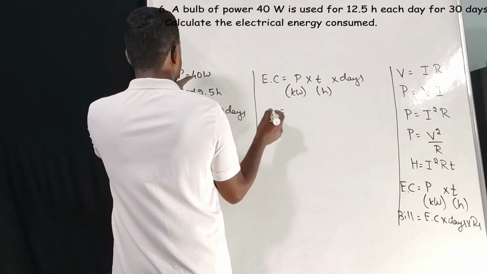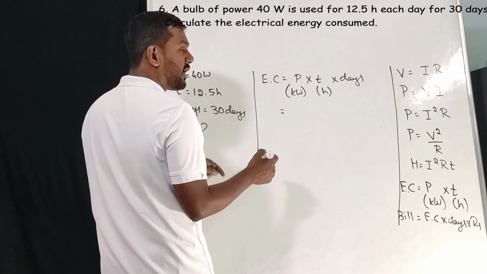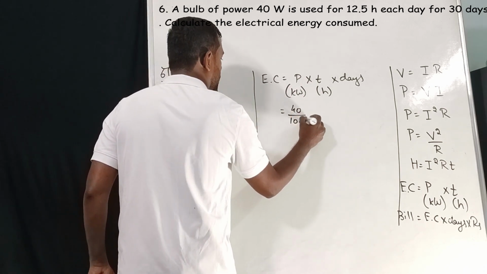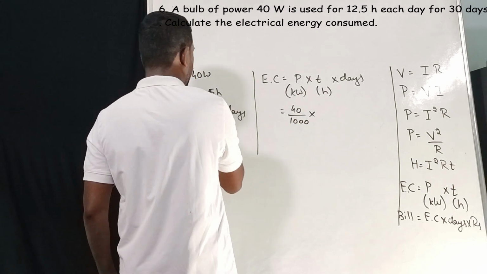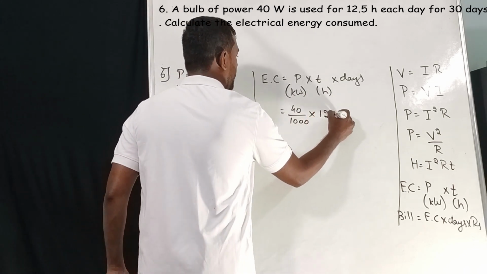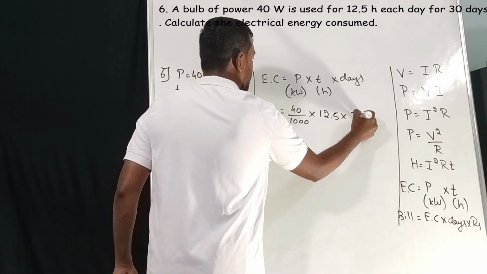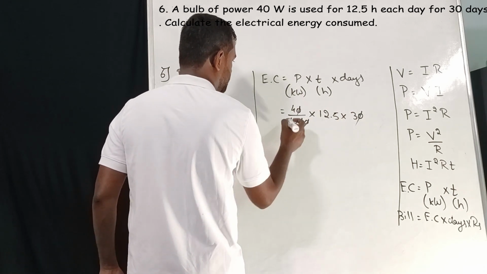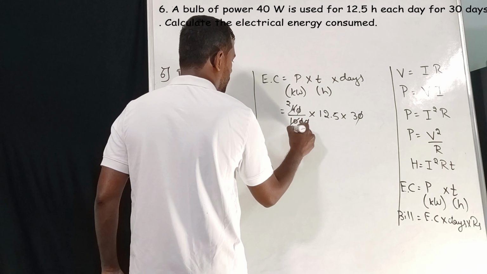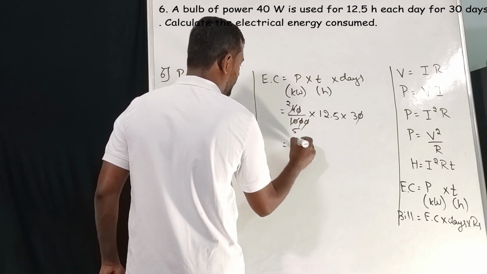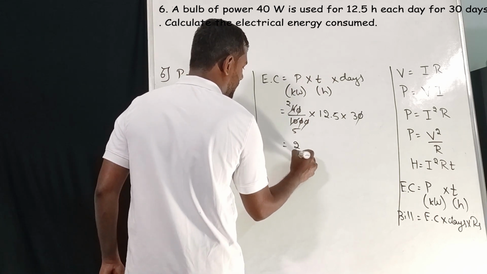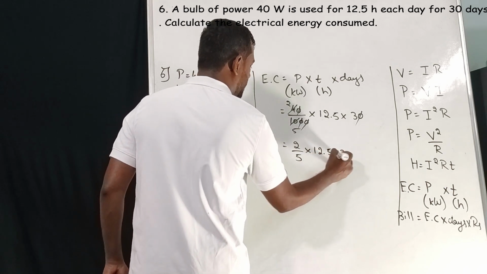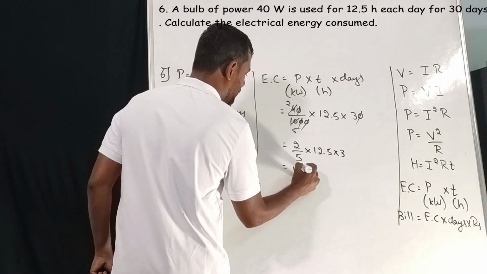Power, see, power is in watt. Okay, we need to get the answer in terms of kilowatt. So 40 divided by 1000 into time, which is given in hours, that is 12.5 for 30 days. Okay, for 10 10 10 10. Next, 2 2s are 4, 2 5s are 10. So what do we have left? What is left? 2 by 5 into 12.5 into 3. So the answer will be 15.